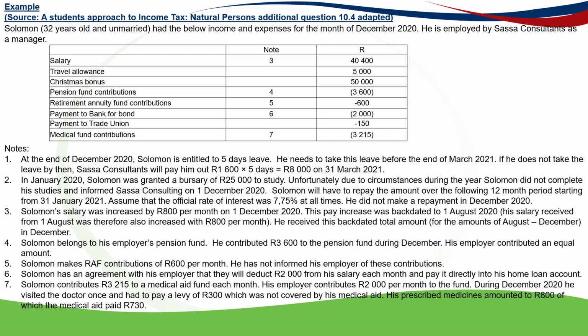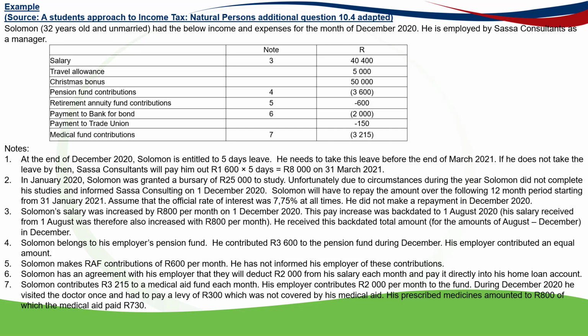In January 2020, Solomon was granted a bursary of 25,000 to study. Unfortunately, due to circumstances, during the year, Solomon did not complete his studies and informed SASSA Consulting on the 1st of December 2020. Solomon will have to repay the amount over the following 12 months, starting from the 31st of January 2021. Assume that the official rate of interest was 7.75% at all times. He did not make a repayment in December 2020.